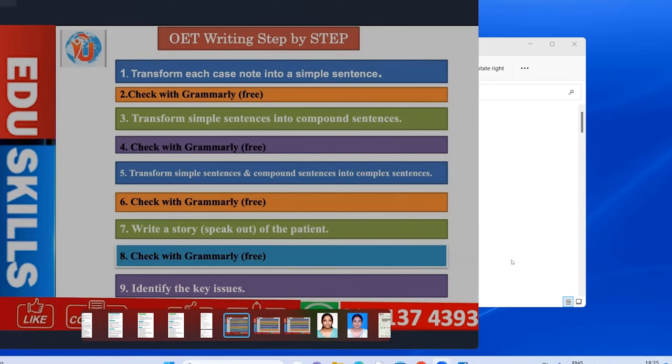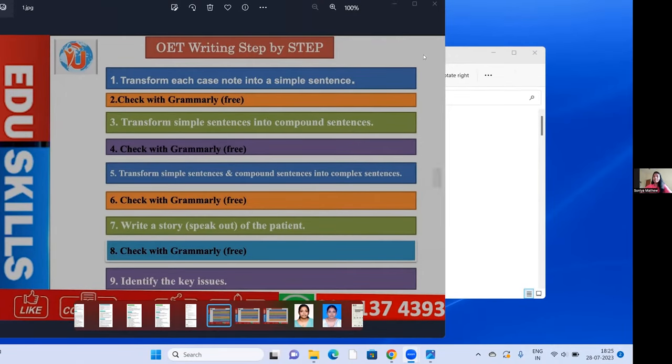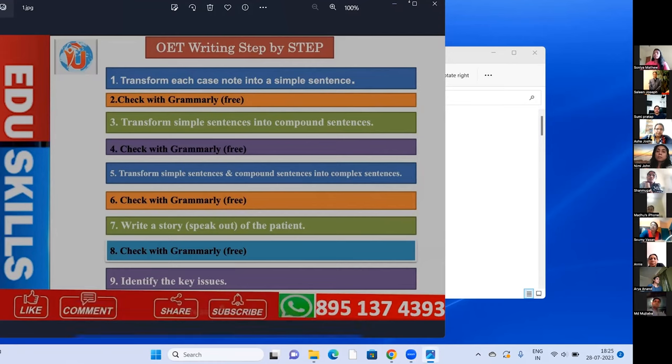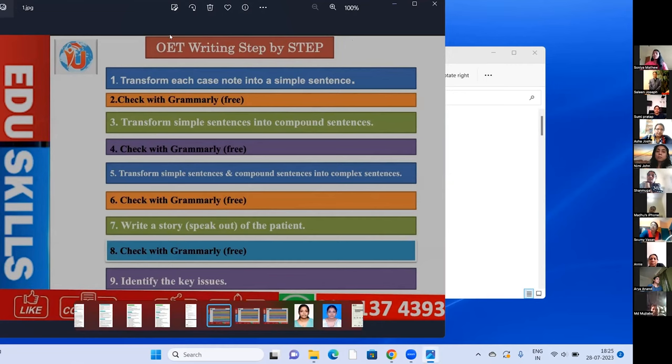Here, we are discussing how we can assess a case note, and from that case note, how we can make a good letter according to the OET standard of letter writing. From our platform, our mentor, Reverend Dr. Father Saleen Joseph, has taught us 21 steps of OET letter writing. That is the standard method we follow on our platform. In each step, we will assess the case note and do some step-by-step activities, and at the end we will get a wonderful letter.